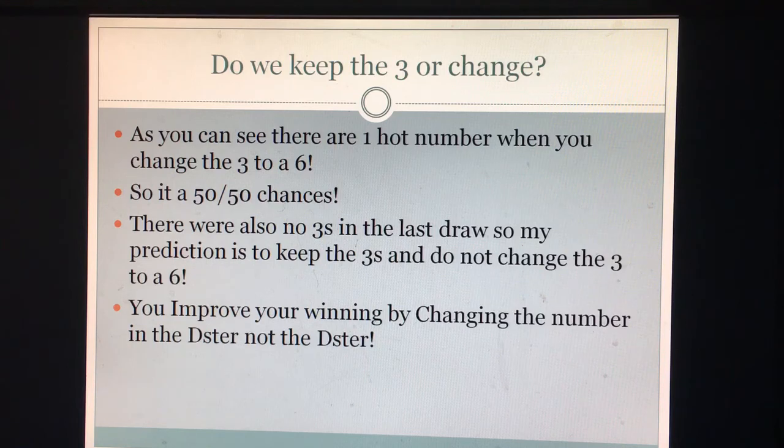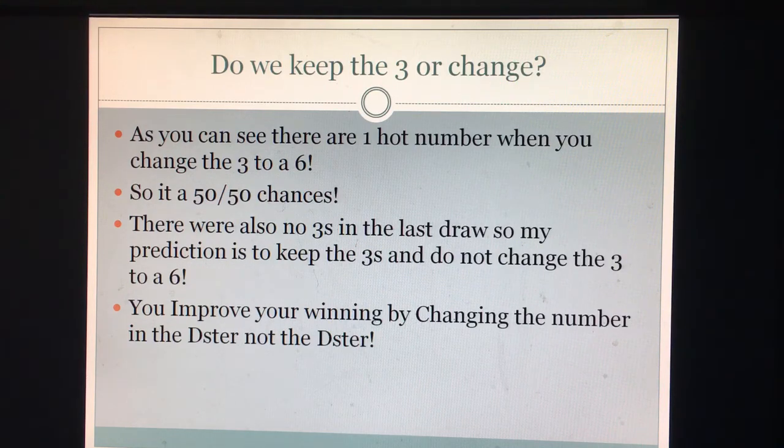If neither digit occurs in the last 2 draws, you use the last 3 draws. Then you use the last 4 draws, last 5 draws to see which digit occurs least often, and you keep the digit that has been occurring the least often in the Dster. You improve your winning by changing the number in the Dster, not the Dster.